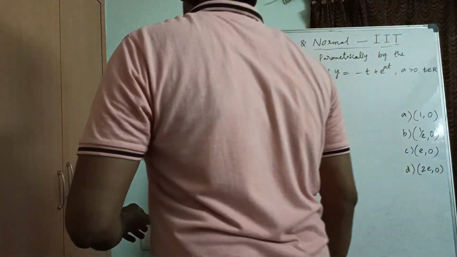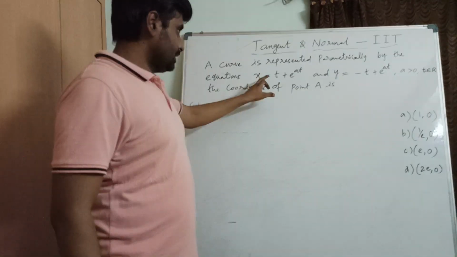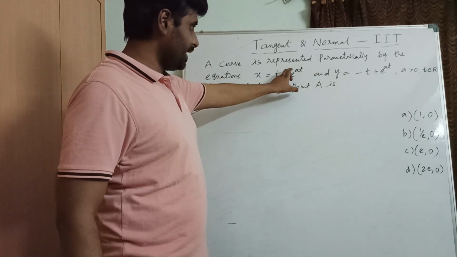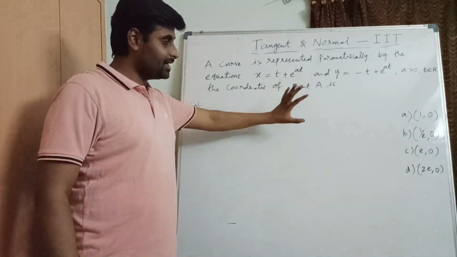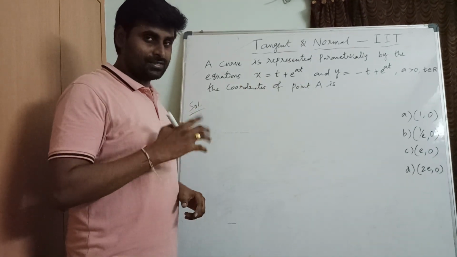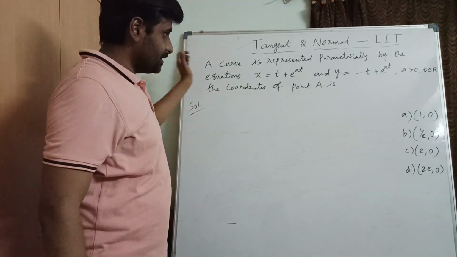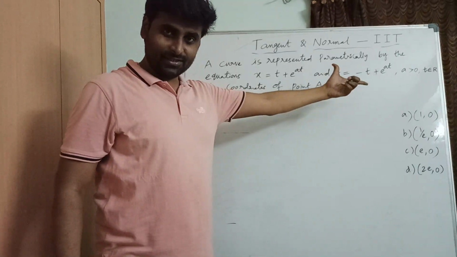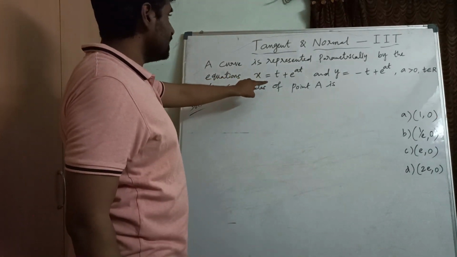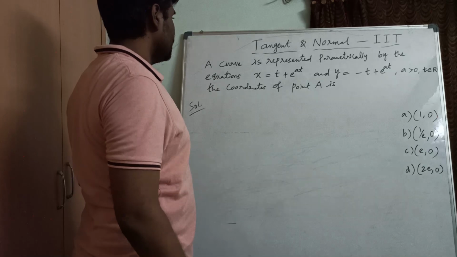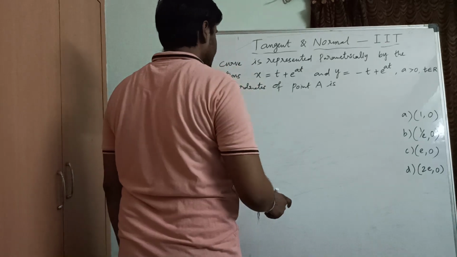Now let us look at this question. A curve is represented like this: x equals t plus e power at, y equals minus t plus e power at, parametrically given, right? x equal to f of t, y equal to g of t, correct? So whenever you are given a curve in parametric form, this is the first coordinate, this is the second coordinate, correct or not? Now this point A, the curve touches at which axis here?